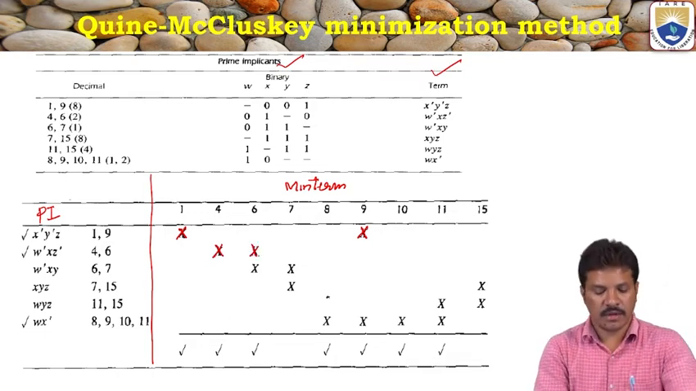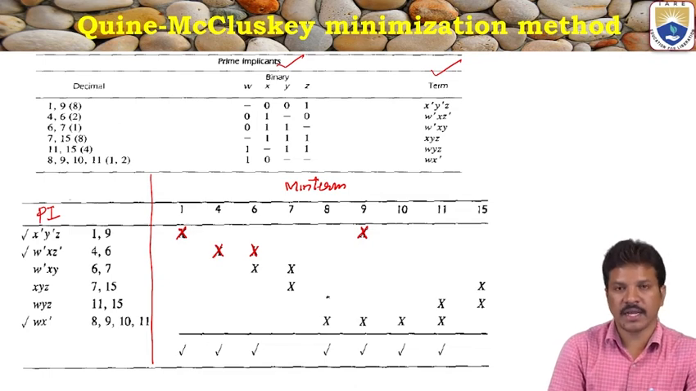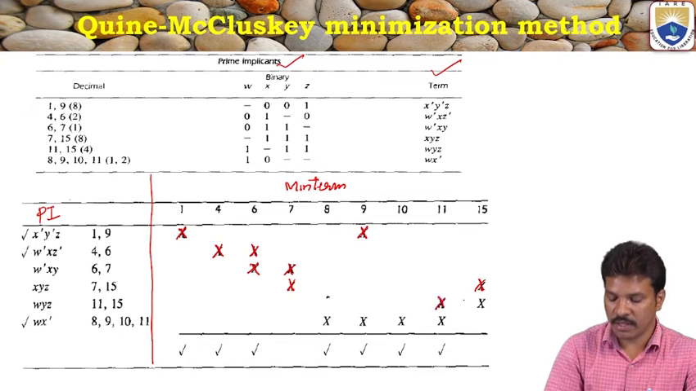Likewise, the third prime implicant covers 6, 7. Take a cross mark at 6, 7. Next, 7, 15 for the fourth prime implicant, and 11, 15 in the fifth prime implicant, and 7, like the sixth and seventh, the sixth prime implicant. It covers 8, 9, 10, 11.